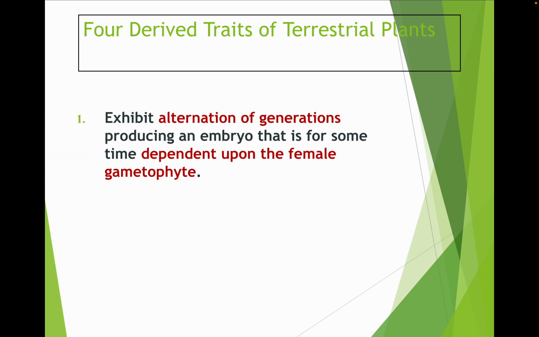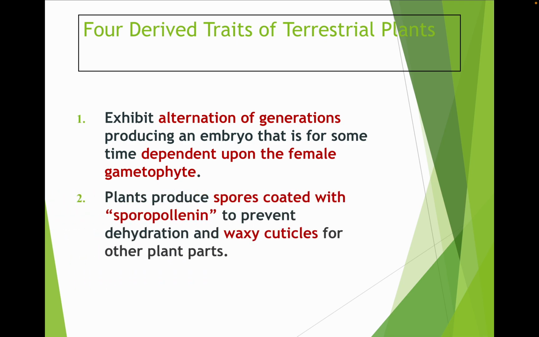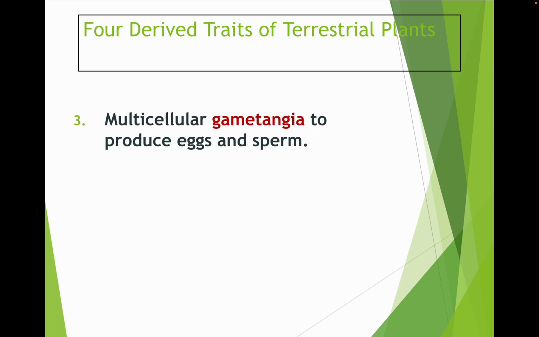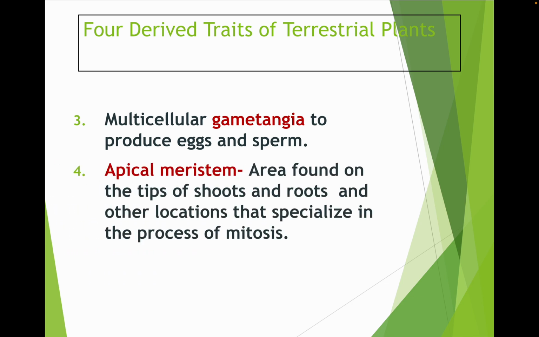One of them is that they exhibit what we call an alternation of generations, producing an embryo that is for some time dependent on the female gametophyte. The second, plants produce spores coated with sporopollenin to prevent dehydration, and waxy cuticles on other plant parts. Third, multicellular gametangia produce eggs and sperm. And they have something called an apical meristem. It's an area found in the tips of shoots and roots and other locations that specializes in mitosis, to help them grow.